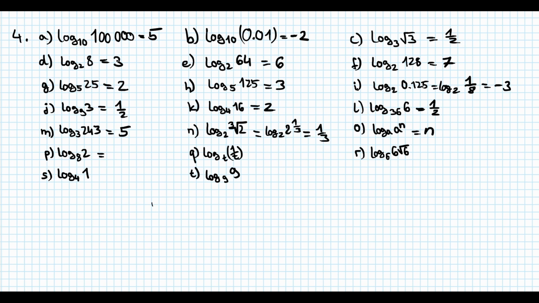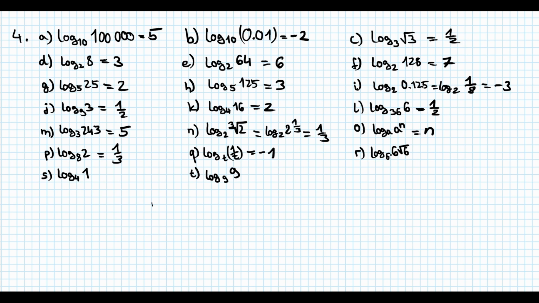Just this time you go the other way around, so you have to take the third root of 8 to get to the 2. So then this will be 1/3. 8 to the power of 1/3 is equal to 2. Log base t of 1 over t, t to the power of negative 1 will be equal to 1 over t.